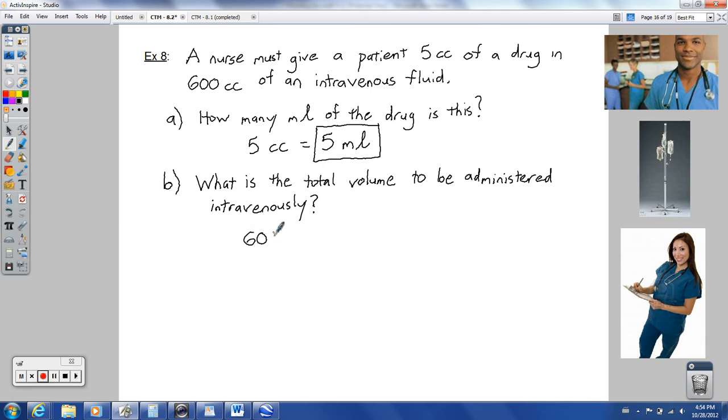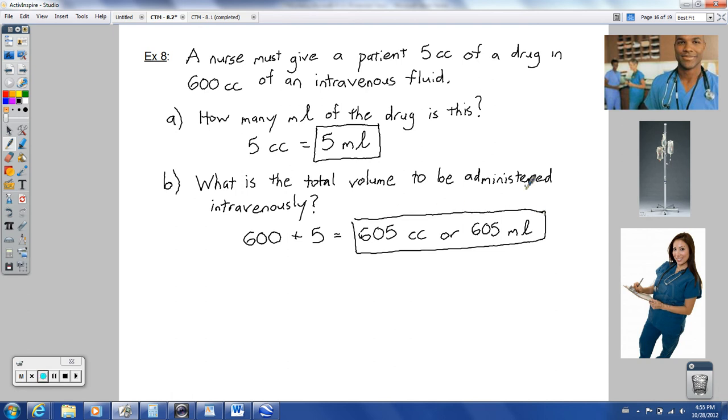But what do I say here? Well, you're going to have 600 milliliters, or 600 cc, in other words, of the IV fluid to start. You're going to be adding 5 cc, or 5 milliliters, of the drug to that 600. So all we need to do here is add 600 plus 5, and we're going to have 605 cc, or you can say that's 605 milliliters. So both of those would mean the same thing.